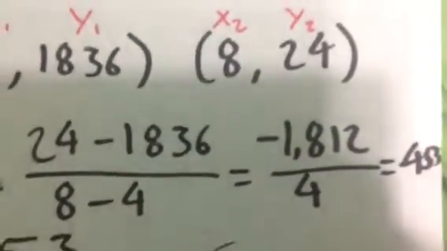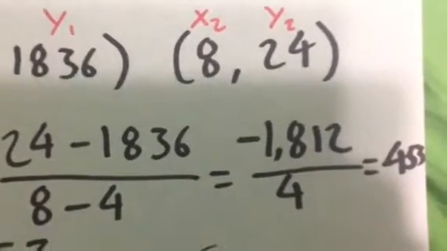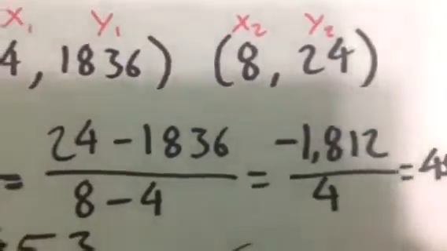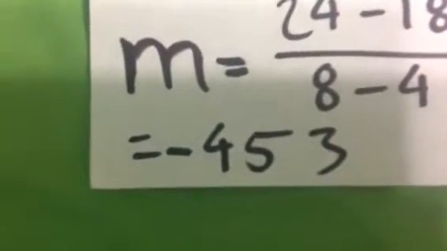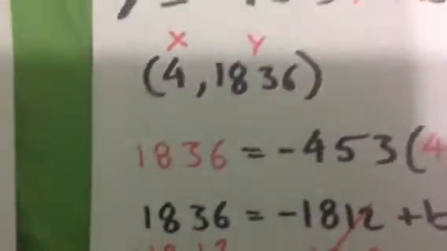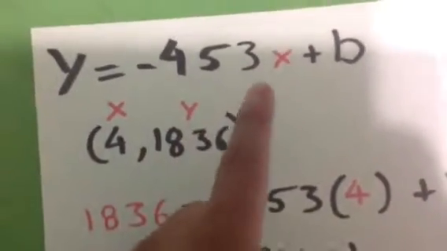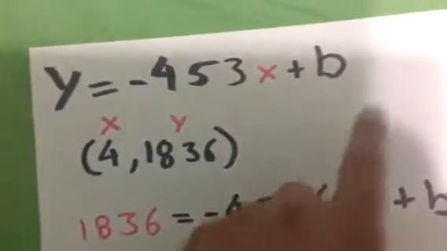When we subtract that, we get negative 1,812 over 4. We simplify this and divide it. Once we divide it, we find that m, our slope, which we're finding in T years, is negative 453. Once we find that, we plug it in here: y equals negative 453x plus b.